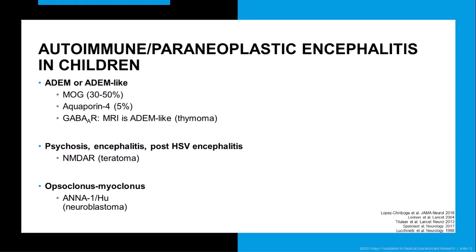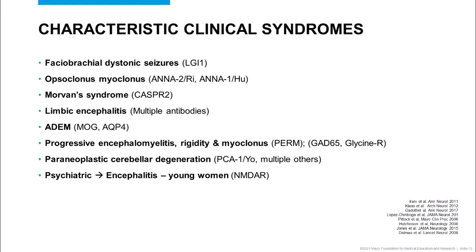Some of the other antibodies can occur in children, but these are the most common, I would say. And then we can also think about the characteristic clinical syndromes. So there are certain syndromes where if you see them, you really want to think about ordering antibody testing. Faciobrachial dystonic seizures is one with LGI1 antibodies. Opsoclonus myoclonus is another, where you can have ANNA-2 antibodies or ANNA-1 antibodies in children, as we mentioned.